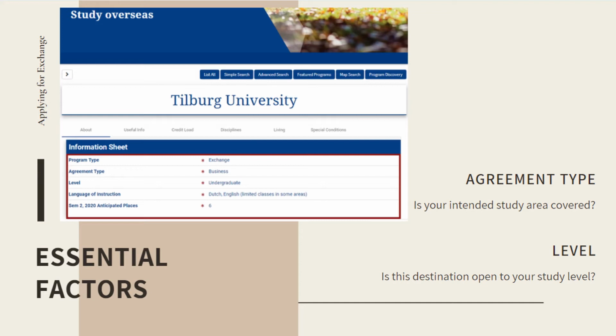If, however, you are a Bachelor of Science student taking a genetics major, intending to go on exchange and study business as breadth, then you could potentially list Tilburg University as an option. In any case, check with the Global Learning team. The agreement level is next. Quite simply, if the agreement level is undergraduate, then bachelor students may apply. If it says graduate, then only master level students need apply. And if it says both, then both may apply. If your level is not included, do not list this destination as an option.